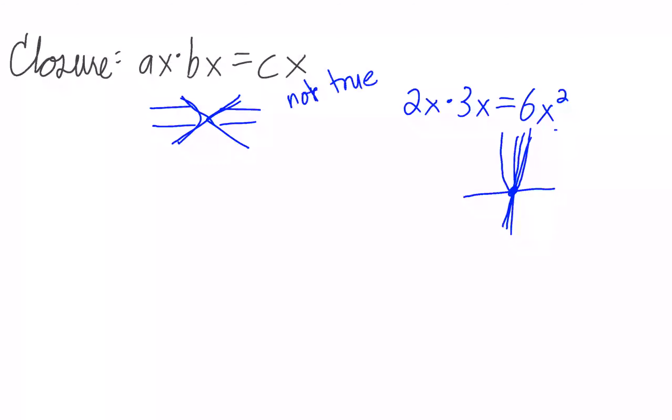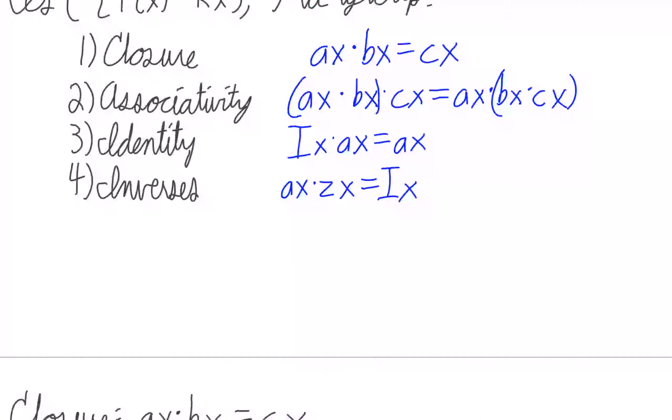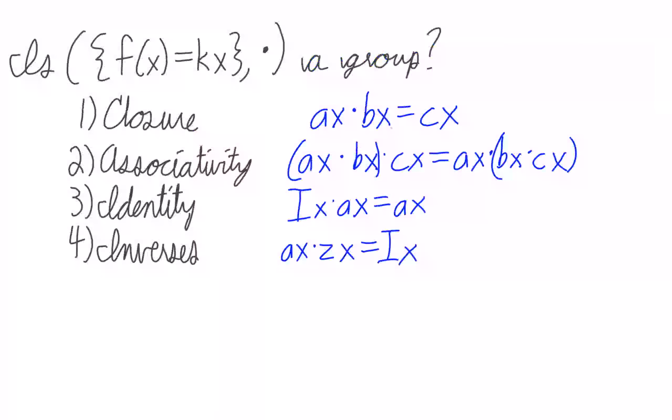And as a result of that, we don't even need to go any further and check the other properties. We know that this is not true. We found that contradiction. And so we know for a fact that this is not a group. So we've still answered that question. We have proof that it's not a group from one counterexample.